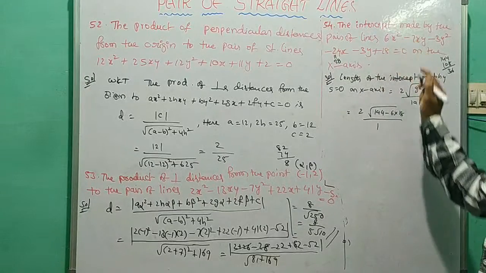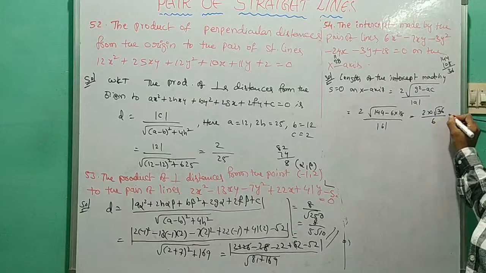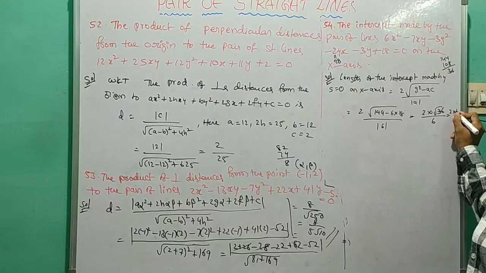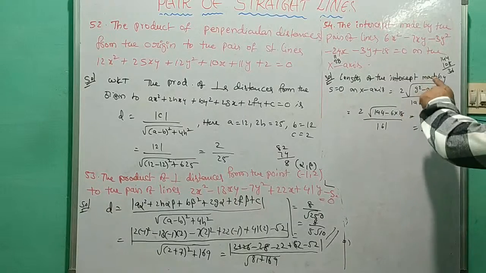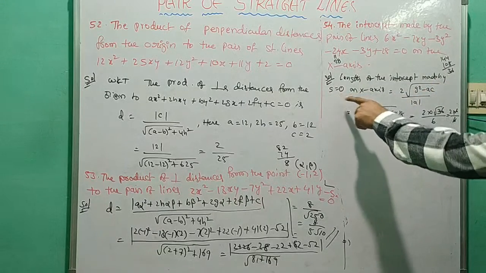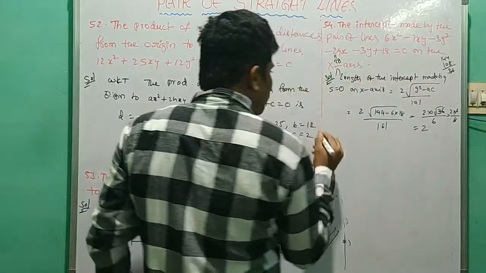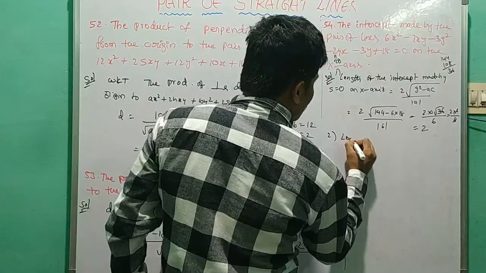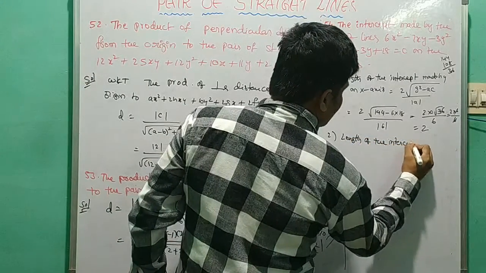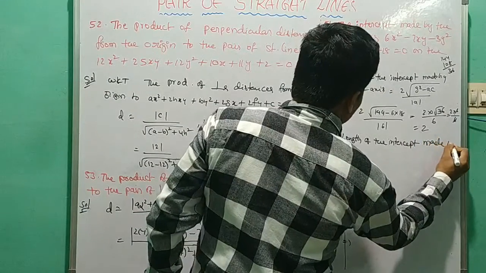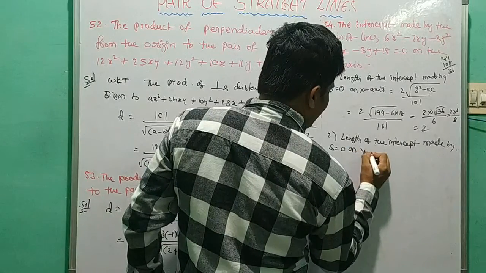Mod a means coefficient of x square is 6, mod 6. So 2 into square root of 36 by 6. So this is 2 into 6 by 6. 6 cancels. The value of length of the intercept made by the given pair of lines on x-axis is 2. Similarly, in the same problem we have to take y-axis also. Length of the intercept made by the given pair of lines S equals 0 on y-axis.